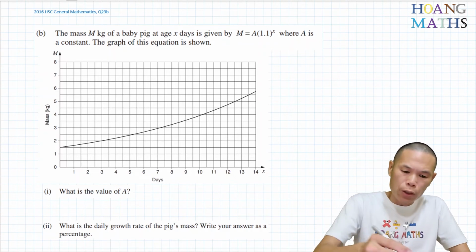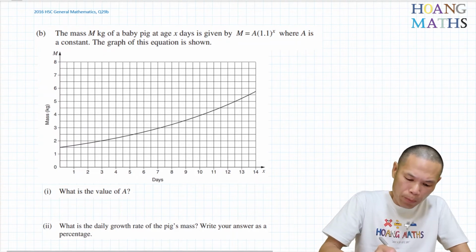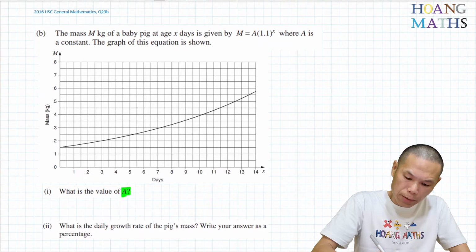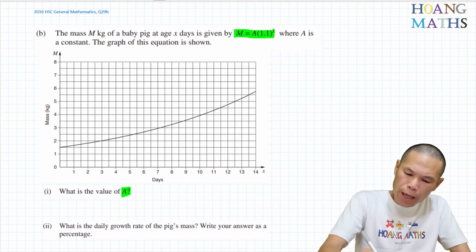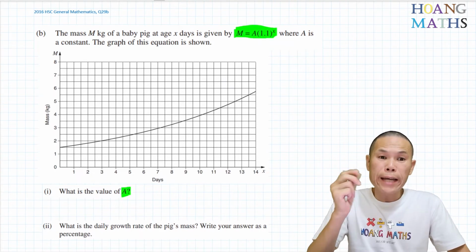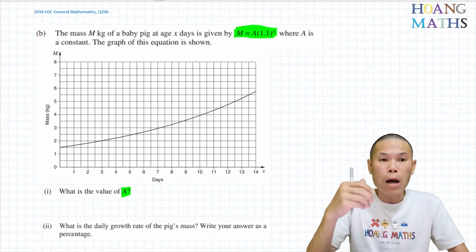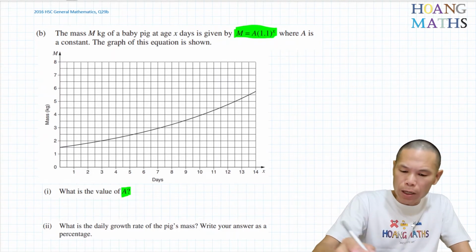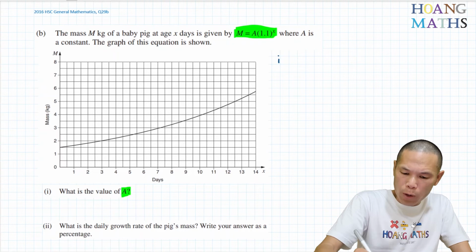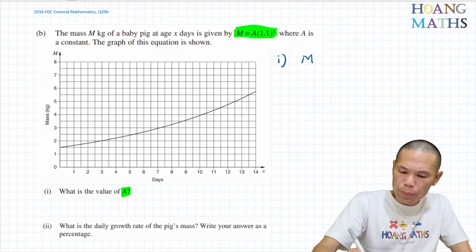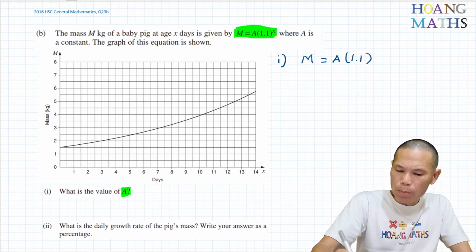So first of all, the question is asking, what is the value of A? So A is this, given M is equal to A times 1.1 power of X. If you think about it, let me just write this down. Part 1: M is equal to A times 1.1 power of X.